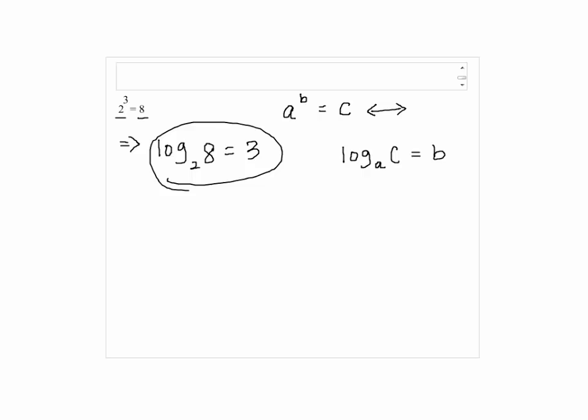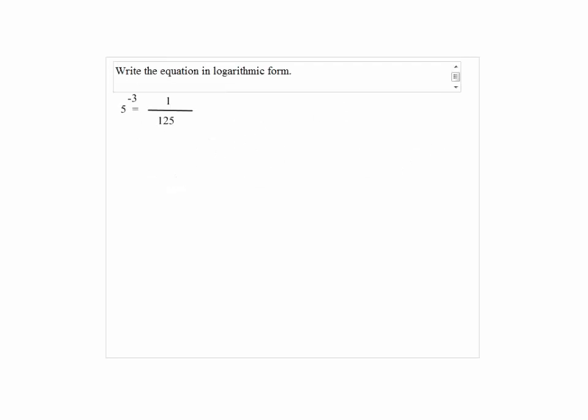Write the equation in logarithmic form. Note that if you have a to the bth power equals c in exponential form, that could be written as log base a of c equals b. So 2 cubed equals 8 could be written as log base a, which is 2, of c, which is 8, equals b, which is 3 in this case. So that's the answer.